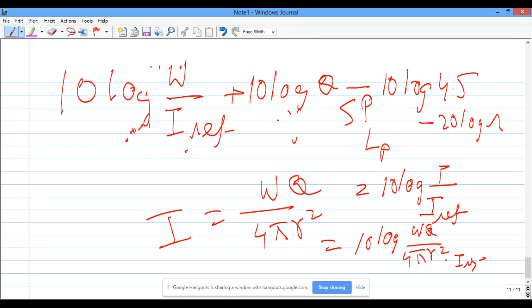Now this 10 log 4 pi is how much? 4 into 3.14 is 12.57, and log of that would be 1.1, multiplied by 10 will give you 11. So that's how the 11 comes in.